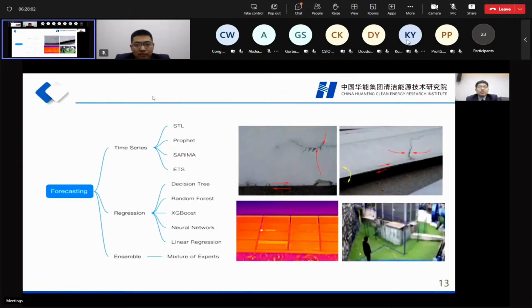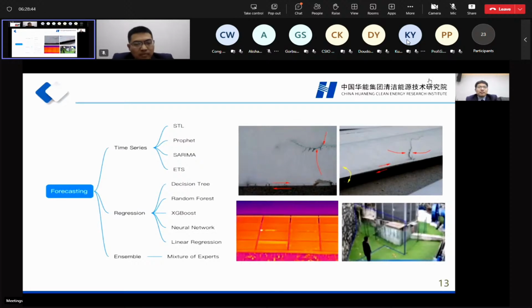After introducing those 4 applications, I chose the forecasting method to focus on, because it has appeared in all 4 applications. There are 3 main categories of forecasting methods: time series, regression, and ensemble methods. The main methods of time series include STL, ARIMA, and Prophet. For example, STL, the full name is seasonal trend decomposition using loess, is a filtering method that can decompose time series into trend term, seasonal term, and residual term.